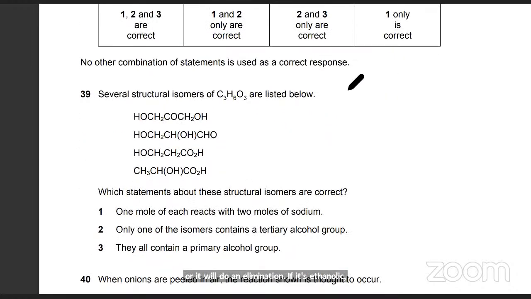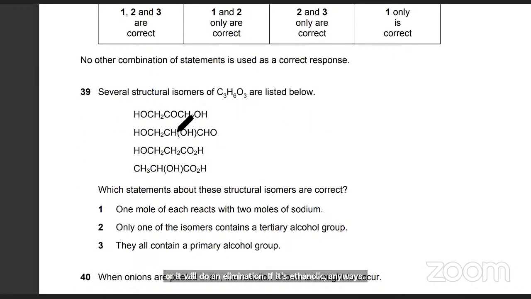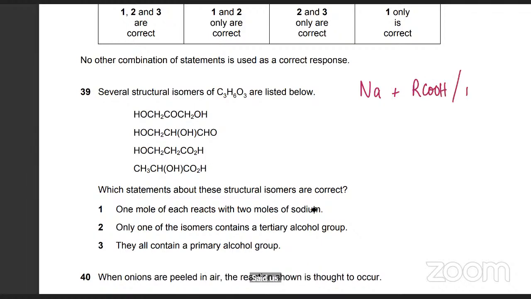I said this one, which statement about these structural isomers are correct? So these are structural isomers of C3H6O3. 1 mole of each reacts with 2 moles of sodium. What does sodium react with? Sir, acid ke saath, water aur uske saath alcohol. Okay, so it reacts with carboxylic acids and it reacts with alcohols. And one sodium is going to replace one H, and it's going to form RCOO minus Na+. That is what's going to be formed.